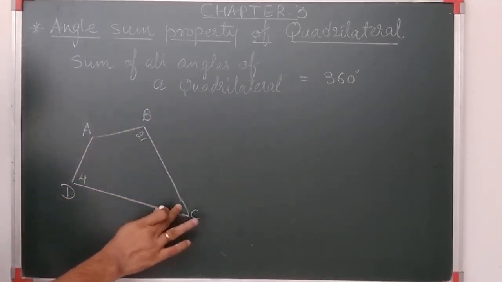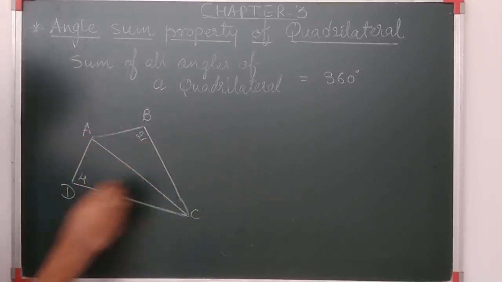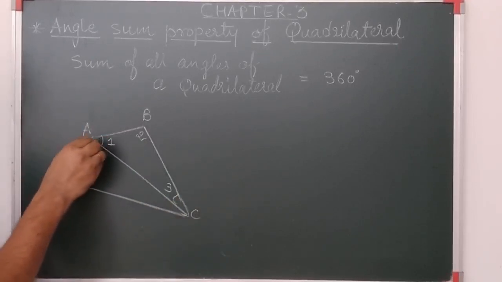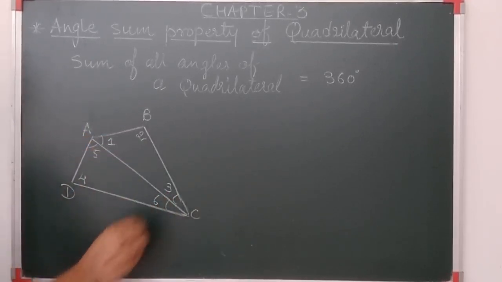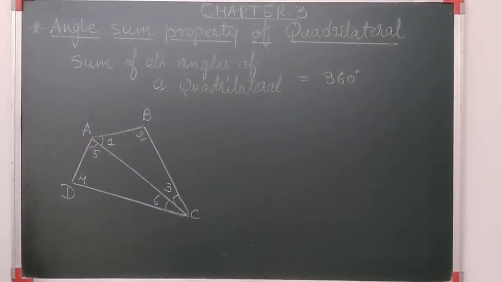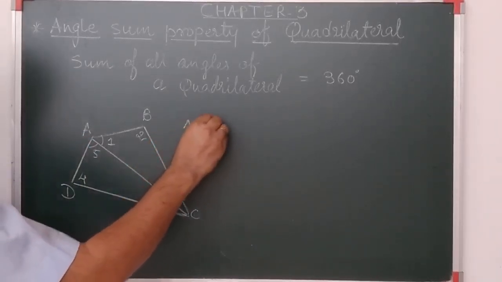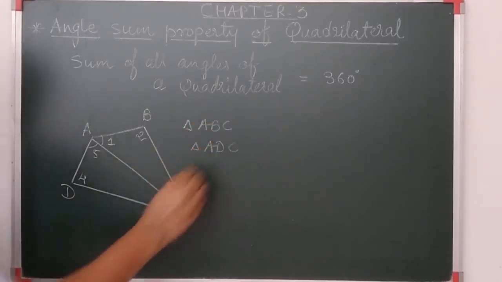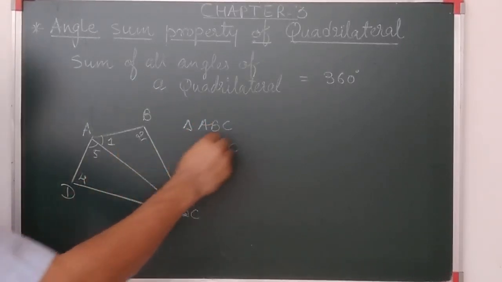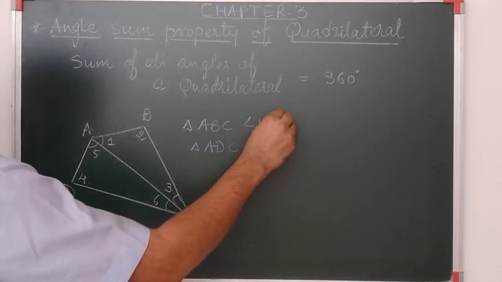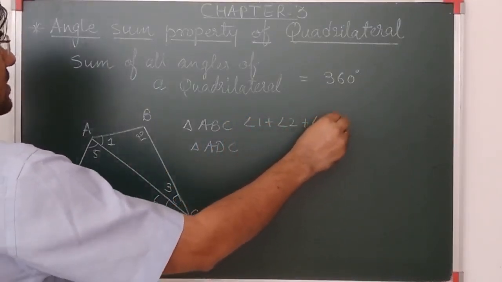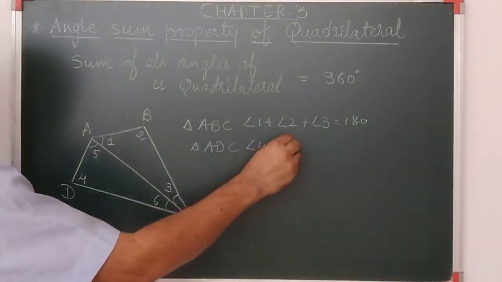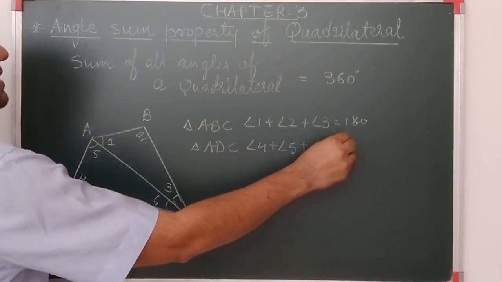I'll do one thing. I'll join one of the diagonals, AC. I'll give this angle 1, this is 3, this is 4, this is 5 and this is 6. Now you can see that it forms two triangles: triangle ABC and triangle ADC. According to the angle-sum property, angle 1 plus angle 2 plus angle 3 is 180. In the same way, angle 4 plus angle 5 plus angle 6 is equal to 180.